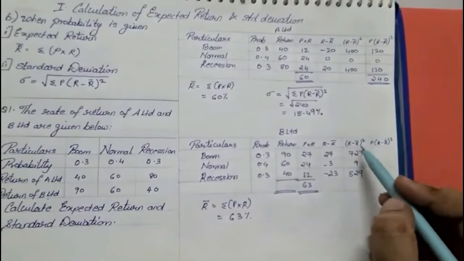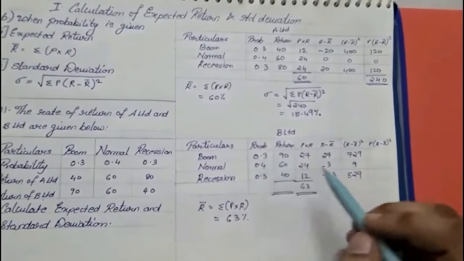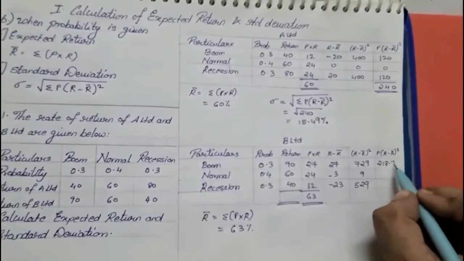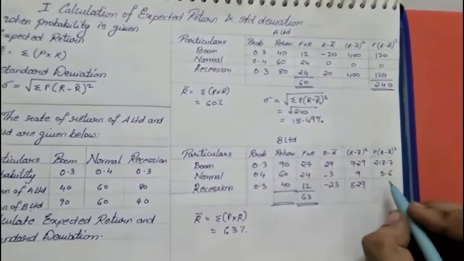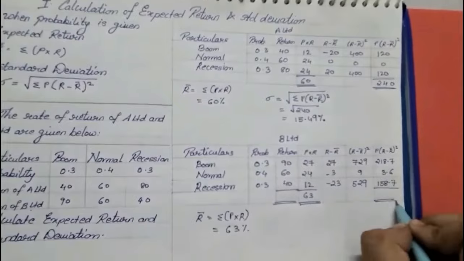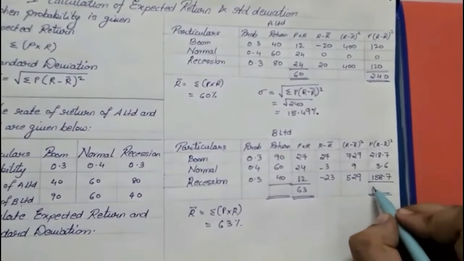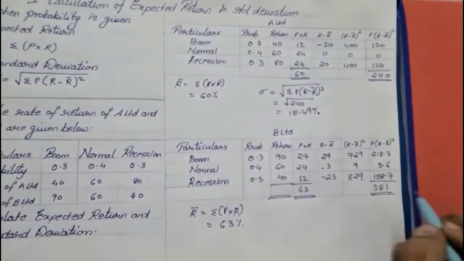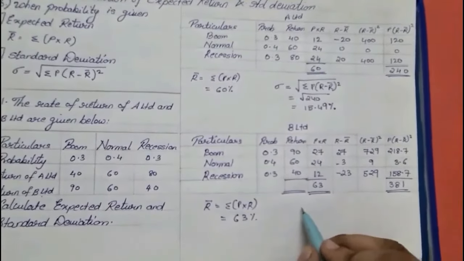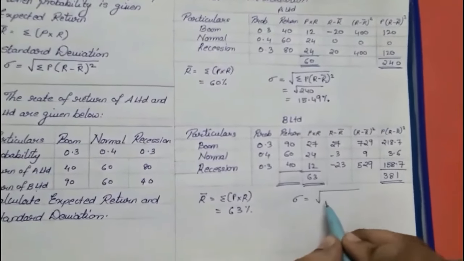Whatever value we have got in (R minus R bar) the whole square, we multiply that with the probability. So we get the values as 218.7, 3.6 and 158.7, and we will total it. So the total will come approximately 381.